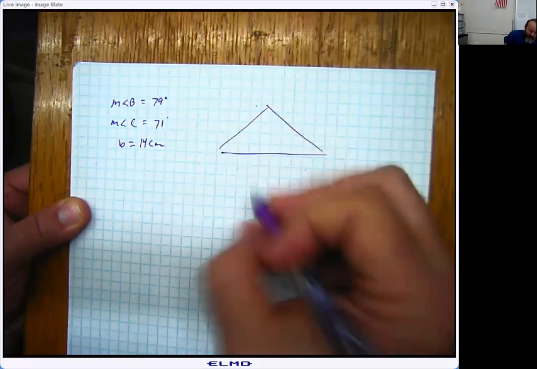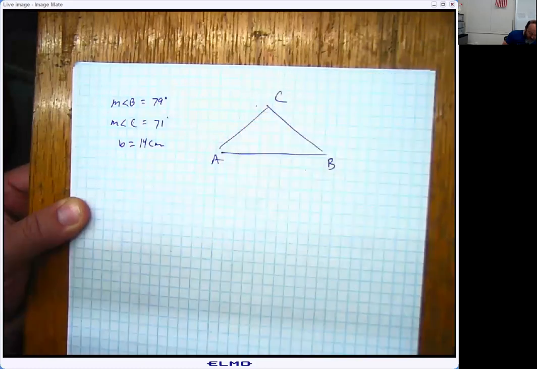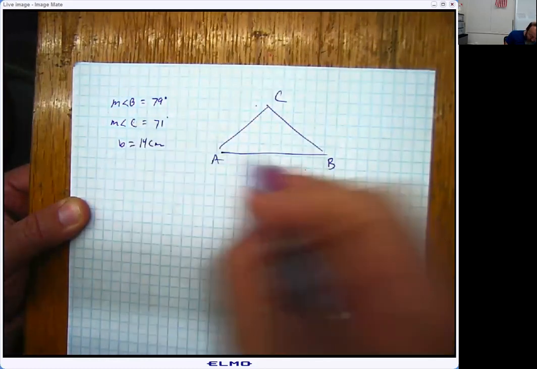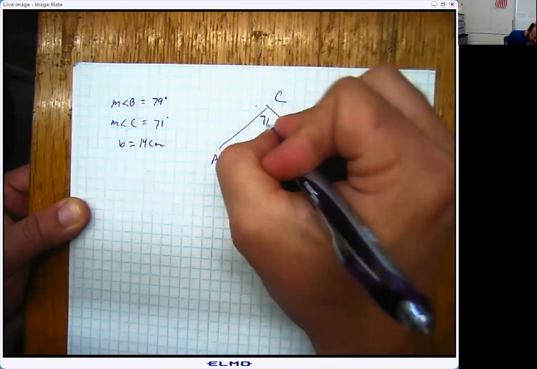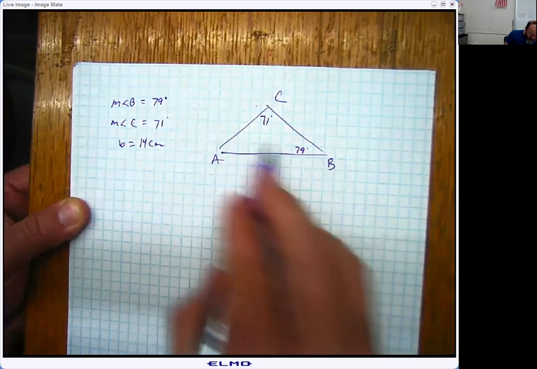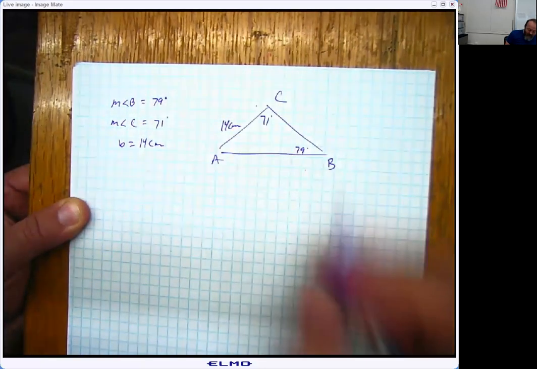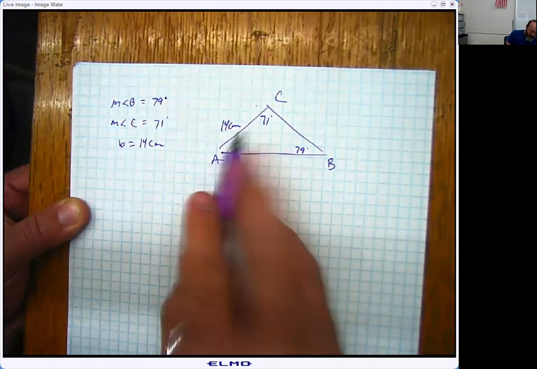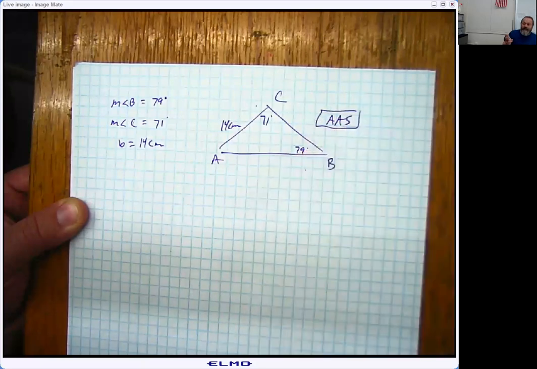So, I am a creature of habit, I will admit that. I'm just going to go A, B, C as we've done. I'm going to label what was given, which was 79 degrees for this one, 71 degrees for that one. And side B, of course, is sitting right here, so that's going to be 14 centimeters. And that looks like two angles and a non-included side, so that looks like AAS is that given story.